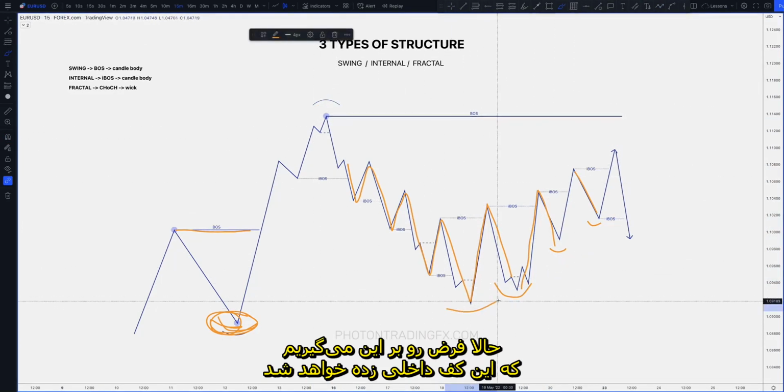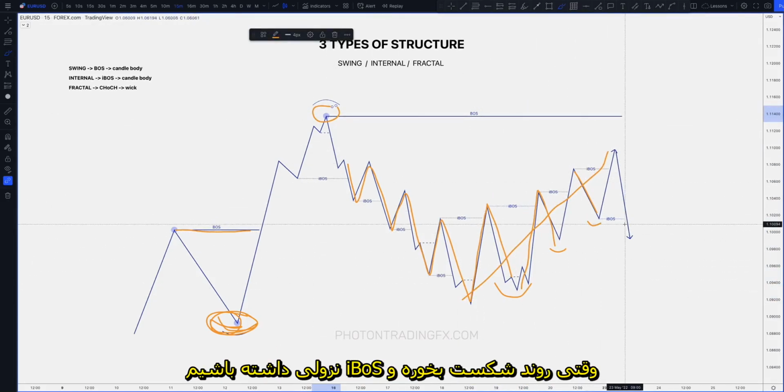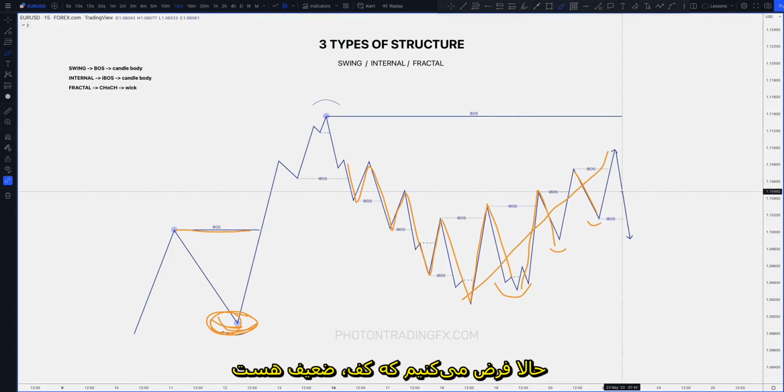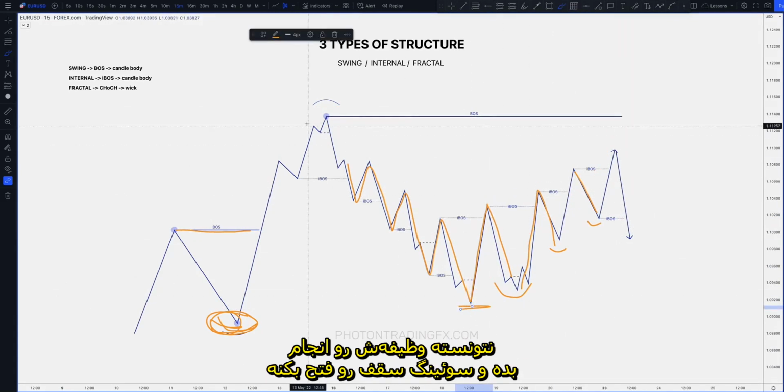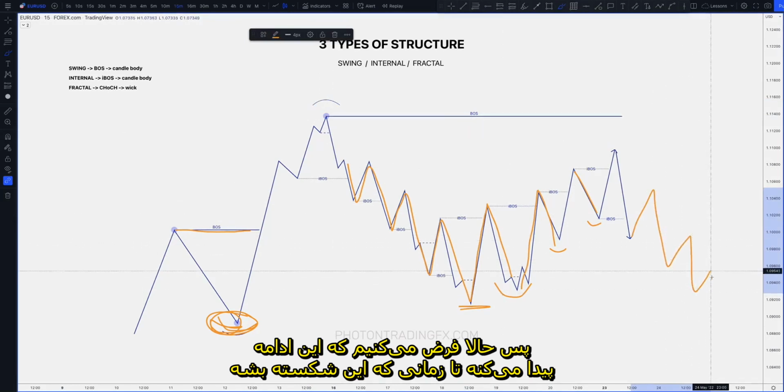So now we assume that this internal low is going to go off this leg of price action. When you get that first initial IBOS, we now assume, in the same way that we assumed this was going to continue up to take out that, once it fails and we get that bearish IBOS, now we assume that that low is weak. It's failed to do its job and take out that swing high. So now we assume that this is going to continue, right, until it takes out that.